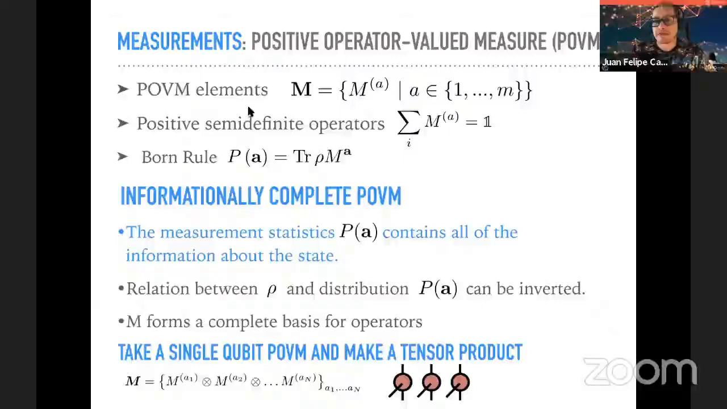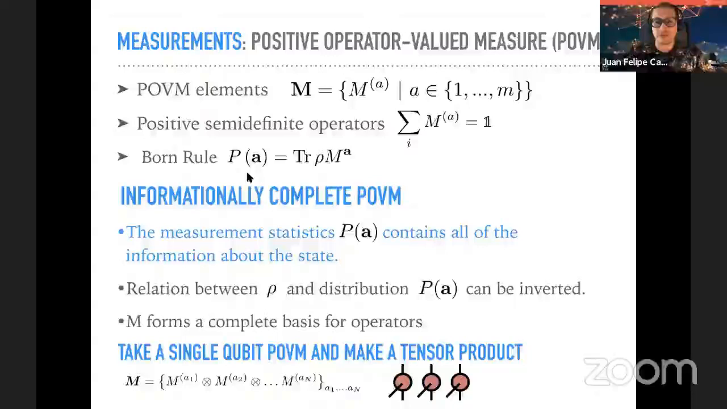You have a set of measurements M_a. Each of them is positive semi-definite, and if you sum over the set of POVM elements, you get the identity operator. And then the other important thing is the Born rule, which connects quantum theory to the experimental results of a measurement. If you prepare a quantum state rho and you apply measurement M, then you're going to see outcome a with some probability, and this probability is given by the Born rule. So it connects experiments with quantum theory. It's a very important rule in everything we do.